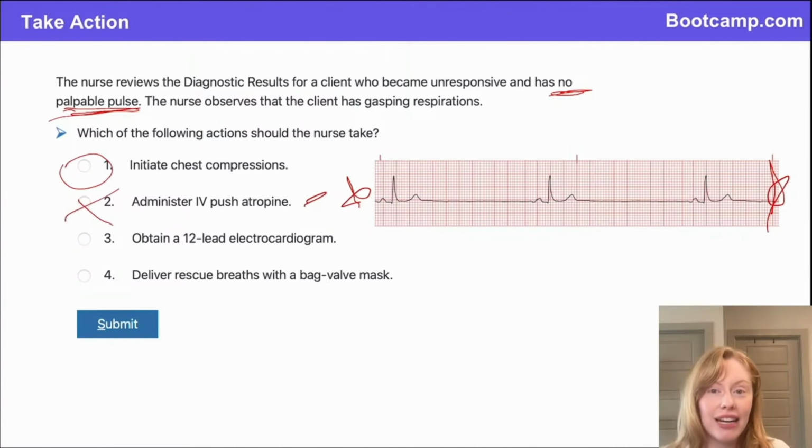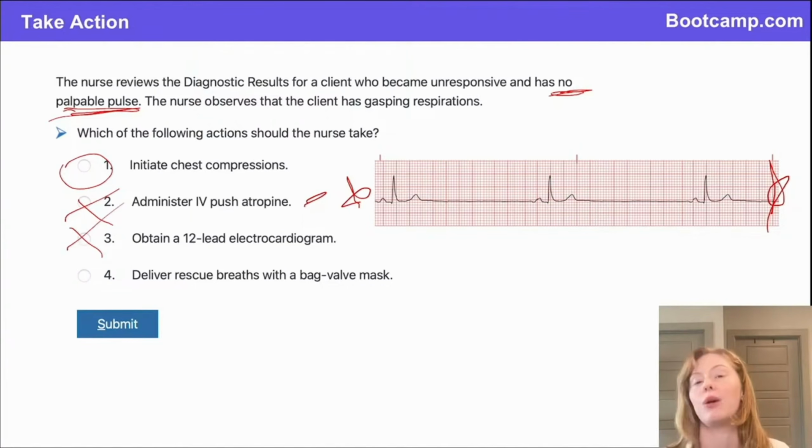Then getting a 12-lead EKG. Again, we already have all the information we need. It doesn't matter what the EKG shows. We know that they don't have a pulse, and that's all we need to know. Assessing first is not always the right thing to do on the NCLEX. That might have worked with the old NCLEX, but you guys have been told, oh, on priority action questions, always assess first. Sometimes you have all the information you already need. And in this case, we do. So this would just delay care.